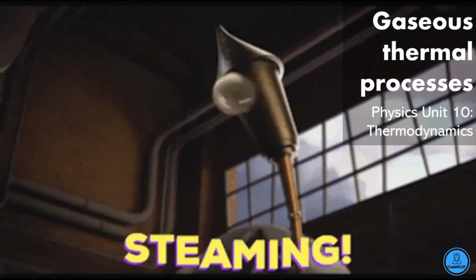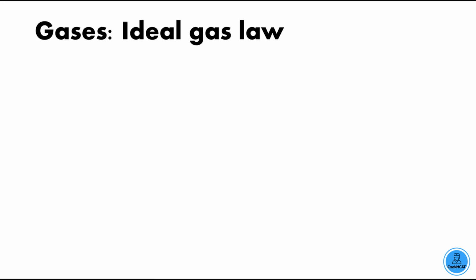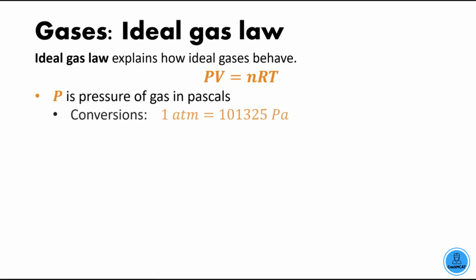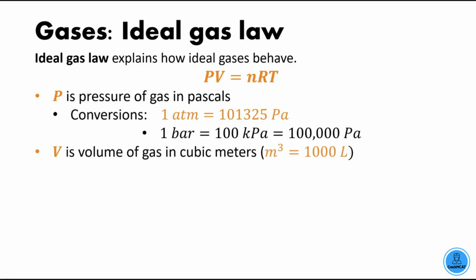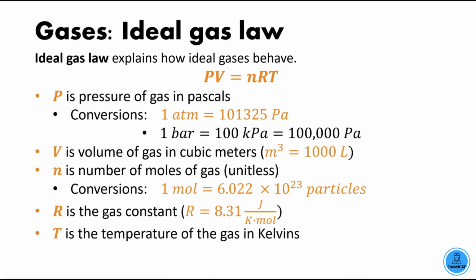Guys, today we're going to be talking about thermal processes for gases. So let's review the ideal gas law that we talked about in our fluids section. The ideal gas law explains how ideal gases behave, and this equation is PV equals nRT, where P is the pressure of the gas, V is the volume of the gas, n is the number of moles of gas, and R is the gas constant, and T is the temperature of the gas.